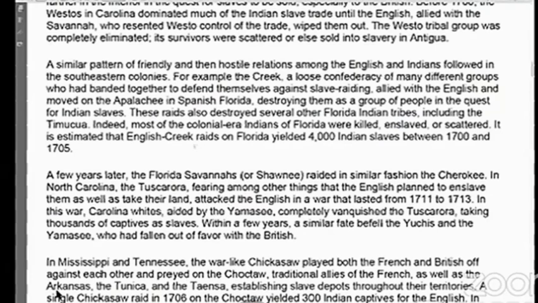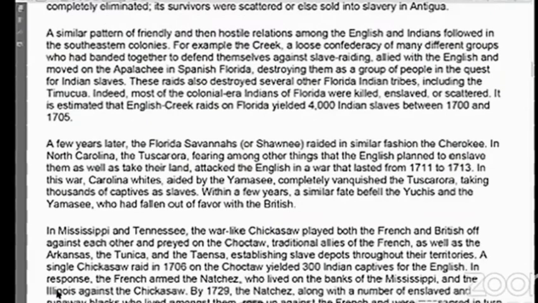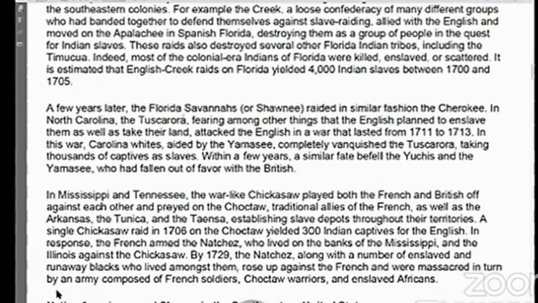These raids also destroyed several other Florida Indian tribes, including the Timucua. Indeed, most of the colonial era Indians of Florida were killed, enslaved, or scattered. It is estimated that English Creek raids on Florida yielded 4,000 Indian slaves between 1700 and 1705. A few years later, the Florida Savannahs, or Shawnee, raided in similar fashion the Cherokee.